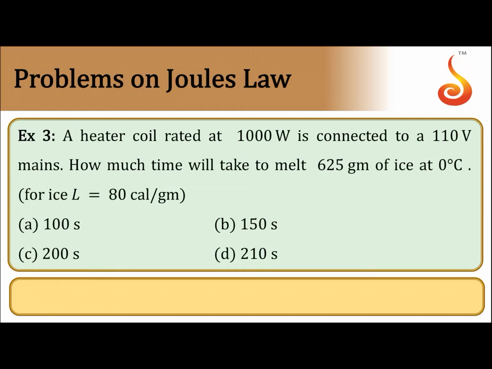Example number 3. A heater coil rated at 1000 watt is connected to a 110 volt mains. How much time will it take to melt 625 gram of ice at 0 degree Celsius? For ice, latent heat is given as 80 calorie per gram. So options are 100 seconds, 150 seconds, 200 seconds, 210 seconds.